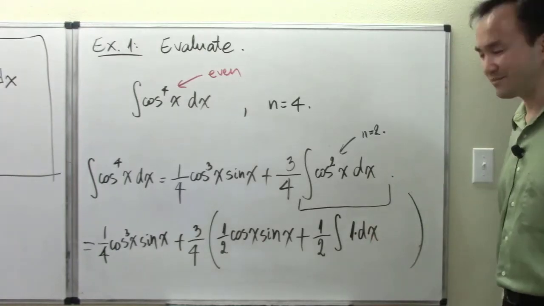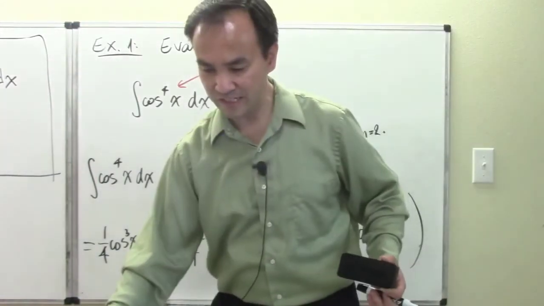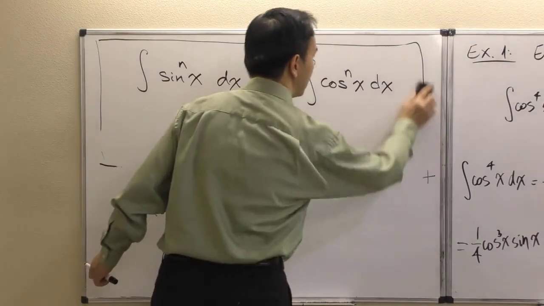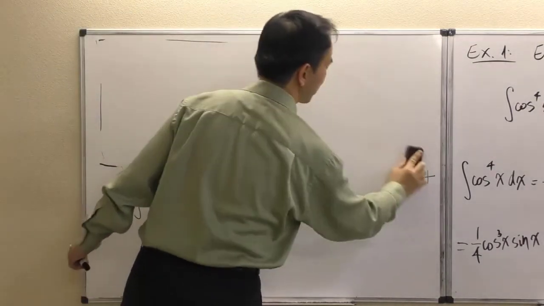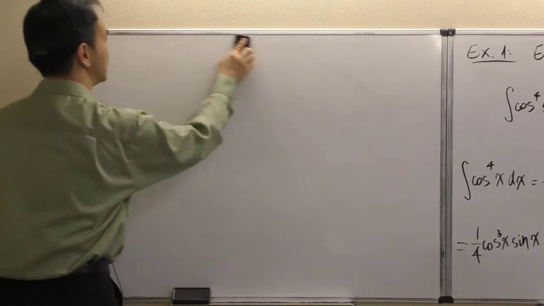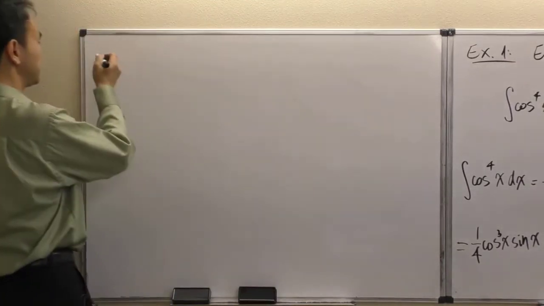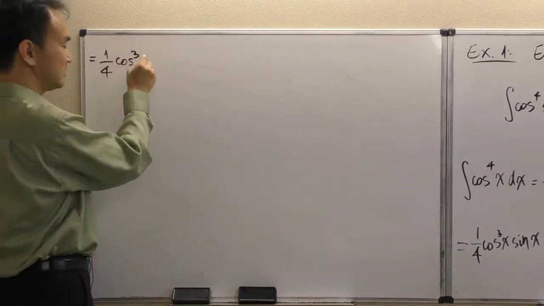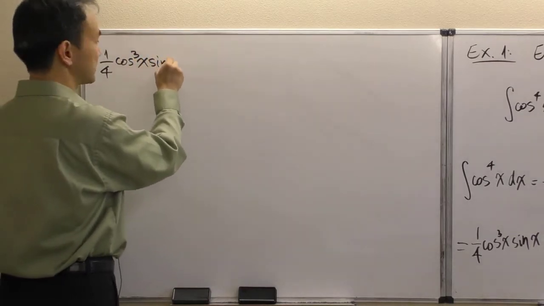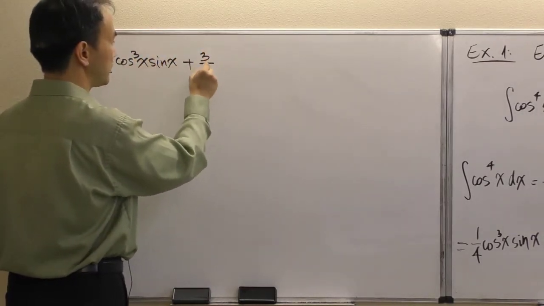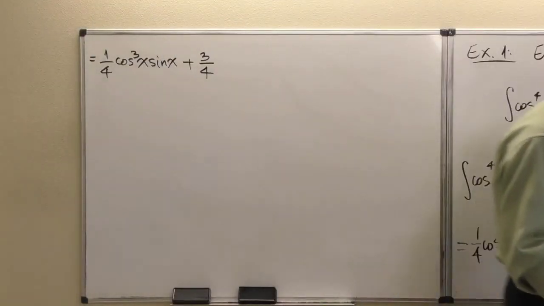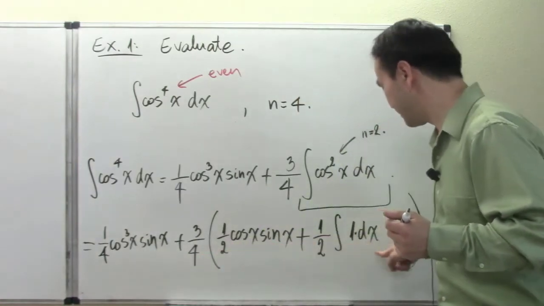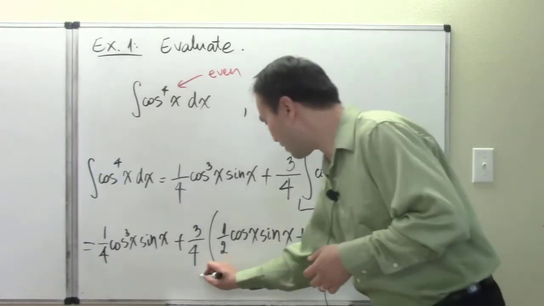Okay, and now I can move to the other board to make some more space for myself. All right, so in the next step, the very first term remains the same, 1/4 cosine cubed of x times sine of x, plus 3/4. Now I'm going to multiply, allow me to swing back to the other board again. I am now going to multiply this 3/4 with these two terms right here, simply as distributive law.